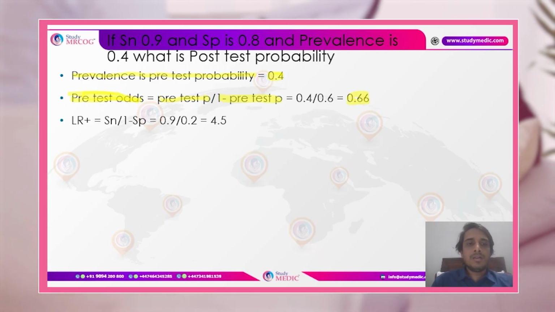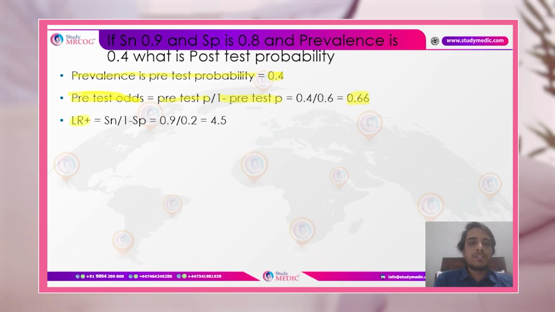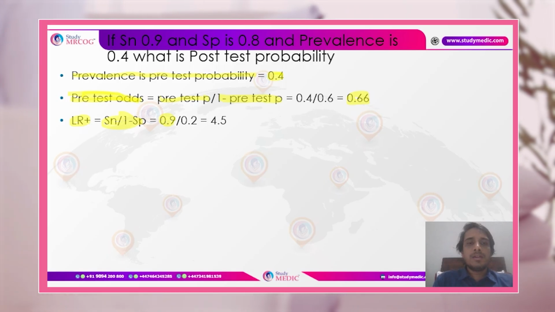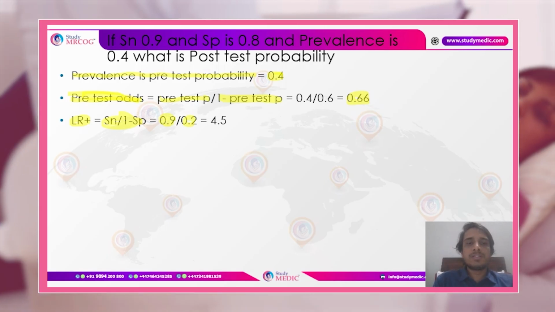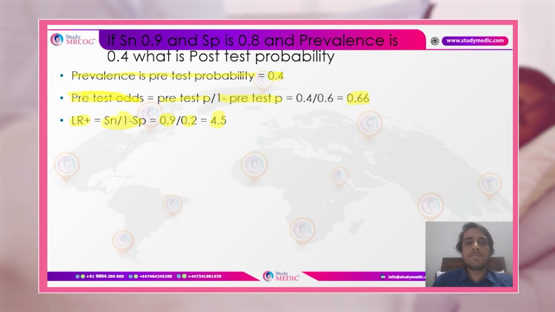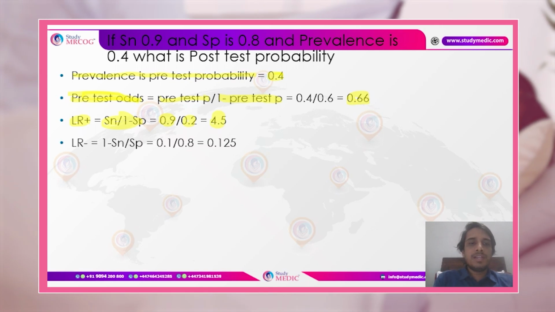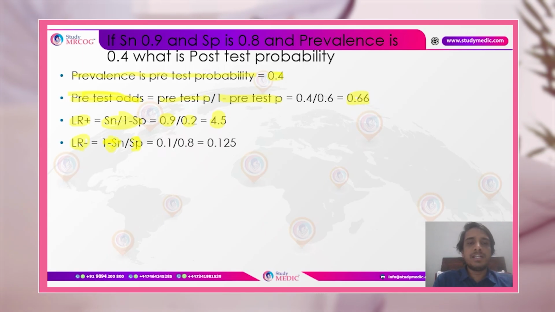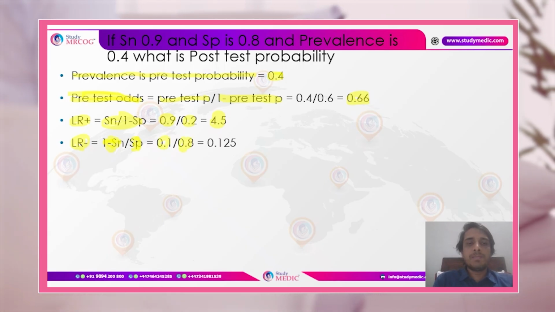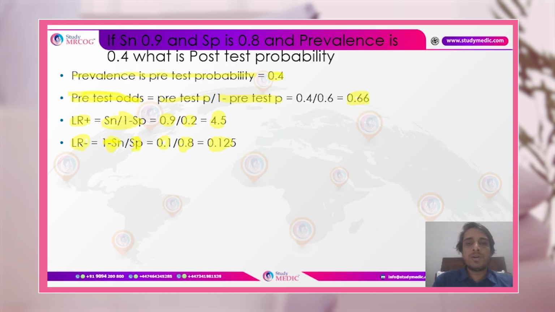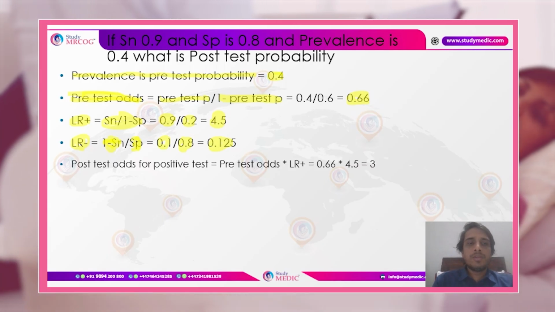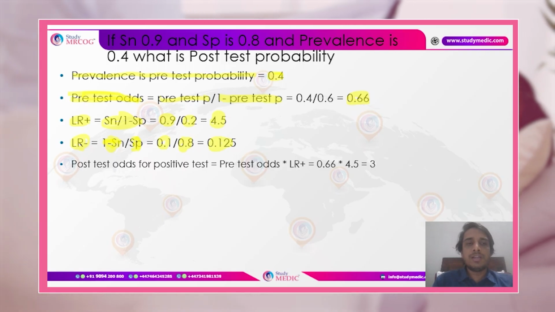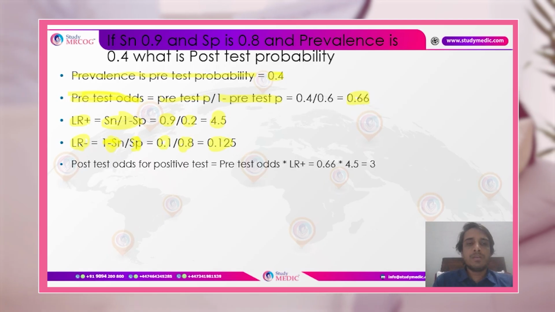Now what is the positive likelihood ratio? That is sensitivity by 1 minus specificity. That is 0.9 by 1 minus specificity, where specificity is 80%, so 1 minus specificity is 20%, which is equal to 4.5, the positive likelihood ratio. What is the negative likelihood ratio? 1 minus sensitivity by specificity, that is 1 minus 90%, that is 10%, divided by 80% specificity, which is very less. 0.125 is the negative likelihood ratio. A good positive likelihood ratio is more than 10. A good diagnostically accurate negative likelihood ratio is actually less than 0.1. This is neither of it.